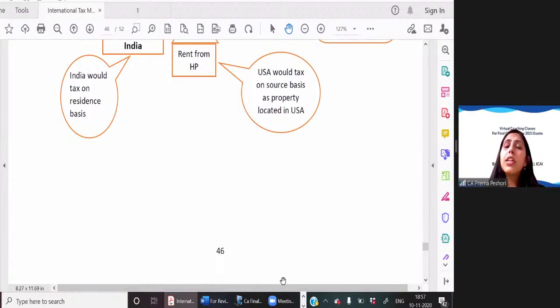Clear? DTAA also helps in recovering the taxes. So say for example, if I have defaulted in payment of taxes in India and I am a non-resident, then if I'm a resident of US, India can request US to please recover it on our behalf and give us the money. So DTAA facilitates these kinds of objectives. Is it clear? Any doubts?